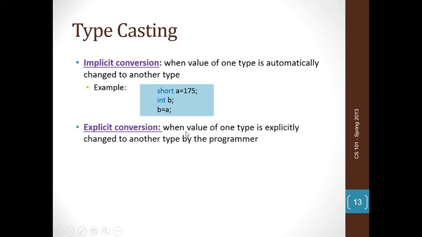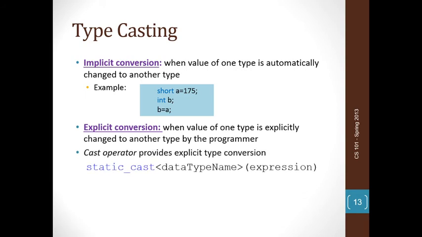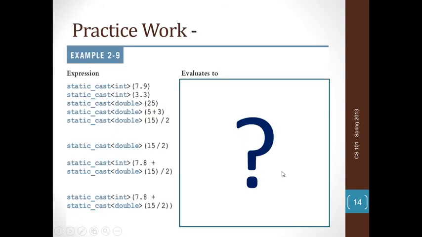Explicit conversion, when value of one type is explicitly changed to another type by the programmer. In explicit conversion, the programmer has to change the type by himself. For this purpose, cast operator is used. Static cast, then the data type to which the programmer wants to convert, and then the expression, like this.